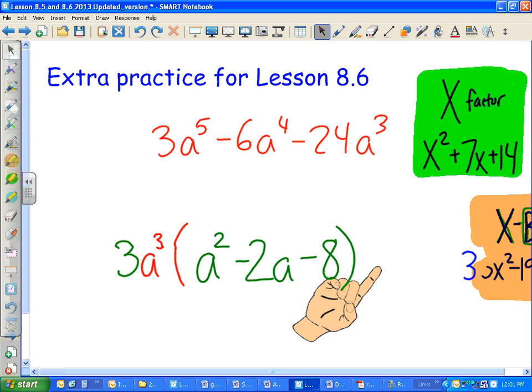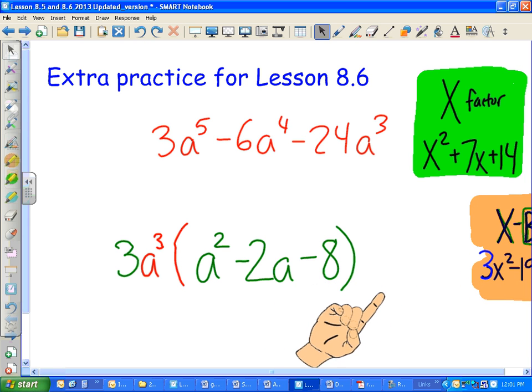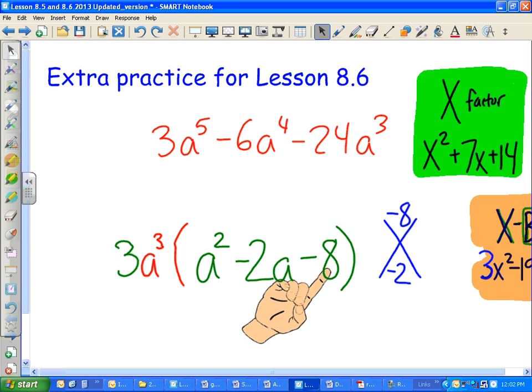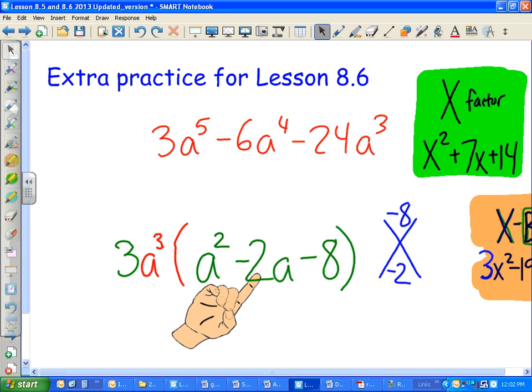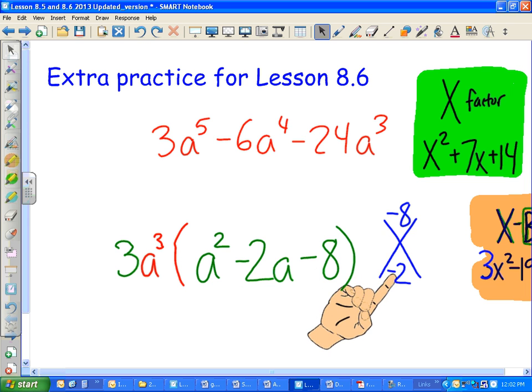Okay, so let me move this out of the way. I'm going to write the x right here in this area, okay? Do my little x. What number goes on top? Negative 8. What number goes on the bottom? Negative 2. Remember to put those negative signs. Look, there's a negative right there, negative 8, negative 2. So make sure you put negative 8, negative 2. That's super important.